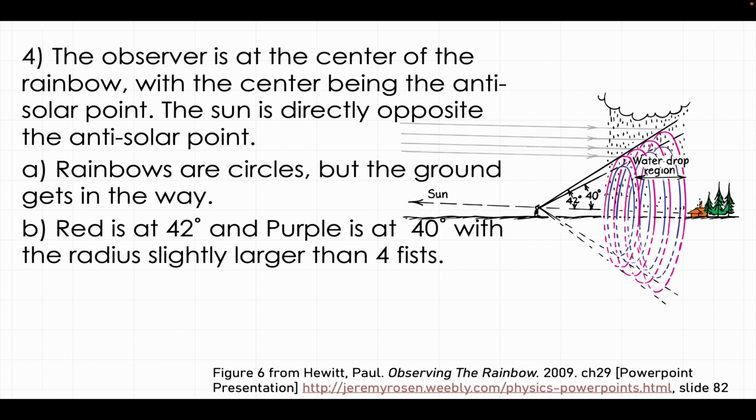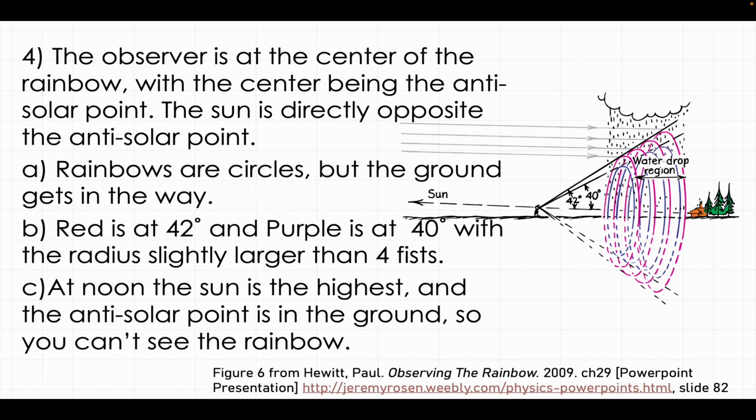Now the math of this is based upon how much the speed changes of the different colors in the raindrops. And so we see again that the red is 42 degrees from this sort of axis of the sun to anti-solar point, and the violet or purple is 40 degrees. You can actually measure this with your fists, so from the center out to the purple is about 4/5 hand fists.